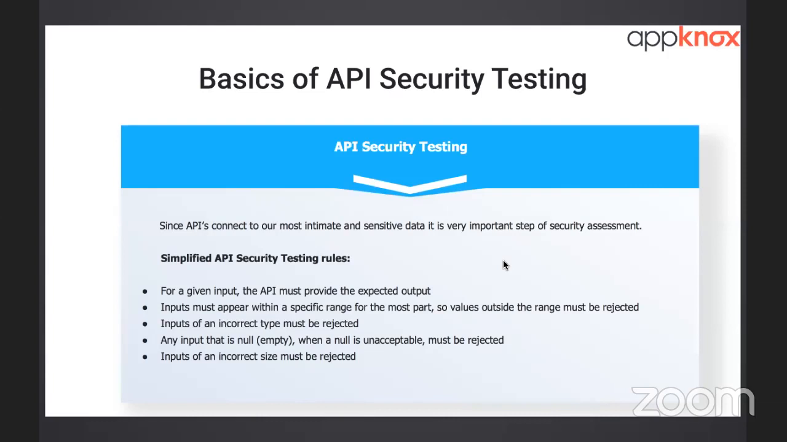Since we all know that APIs connect to our most intimate and sensitive data, it is a very important step of security assessment to check if APIs are secured or not. Some basic rules for API security testing: if you give any input to an API, the API must provide whatever expected output it should give, so you should check that. Allowed inputs should be in a specific range, and any value outside that range should be rejected. Input of any incorrect type must be rejected. Any input that is empty, when empty is not required, should be rejected. Any incorrect size of input should also be rejected.